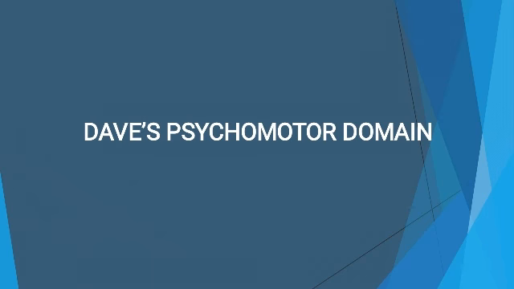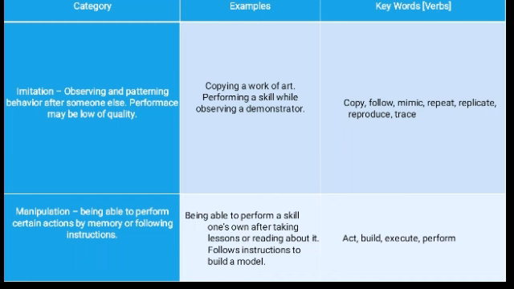In Dave's psychomotor domain, category number 1 is imitation: observing and patterning behavior after someone else. Performance may be low in quality. Example: copying a work of art, or performing a skill while observing a demonstrator. Keywords: copy, follow, mimic, repeat, replicate, reproduce, and trace.